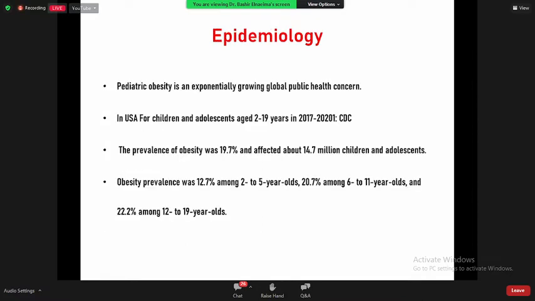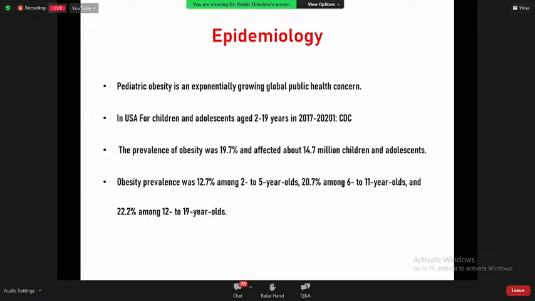So, epidemiology. Pediatric obesity is an exponentially growing global public health concern. In the United States, among children and adolescents aged 2 to 19 years, according to the CDC, the prevalence of obesity in 2021 was 19.7% and affected about 14.7 million children and adolescents. Obesity prevalence was 12.7% among 2 to 5 year olds, 20.7% among 6 to 11 year olds, and almost 22.2% among 12 to 19 year olds. You see very clearly that adolescents are more affected.